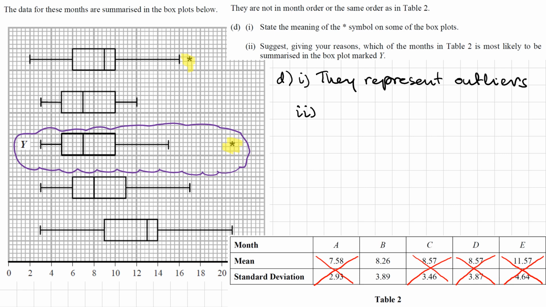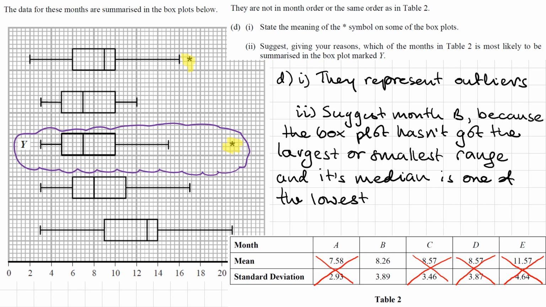So I would suggest month B, and I need to say why. So I'll write down, I'll suggest month B because the box plot hasn't got the largest or smallest range. We saw that. So if it hasn't got the largest or smallest range, I'm looking for a lower standard deviation, and its median is one of the lowest. So if it's got a low median, I'm expecting the mean to be one of the lowest as well.